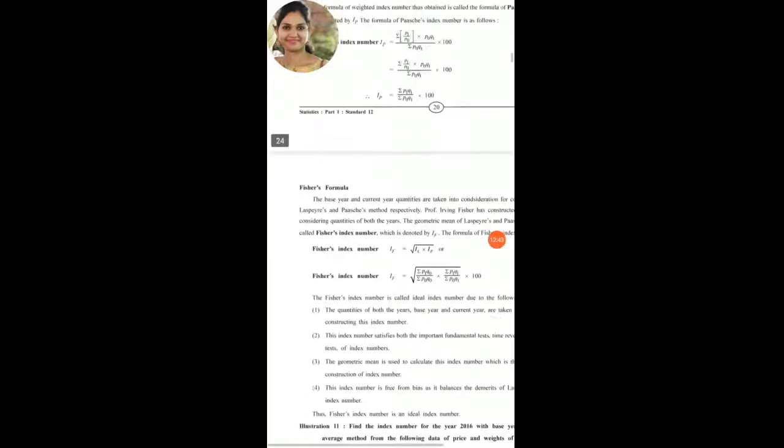So P1 into Q0 upon P0 into Q0. P0 means the price of the base year, and Q0 means the quantity of the base year, how many items we used in the base year, into 100. Understood girls? Very good, once again.